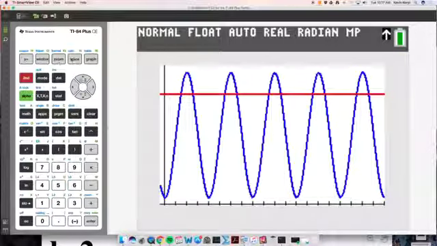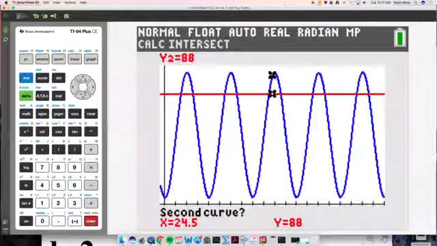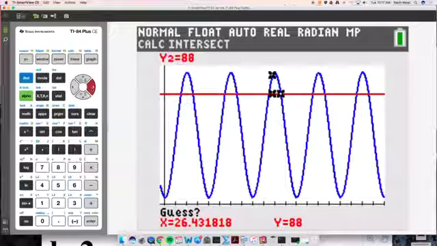So now we go second trace, number what? 5. Good. And now for the first curve, you can hit enter. For the second curve, you can hit enter. The guess is the important one. This is where you want to scroll over precisely to the one you want, because if you're not close enough to it, it'll find the wrong one. There you go. So it looks like I'm there. I'll hit enter, and I get a blinking confirmation.